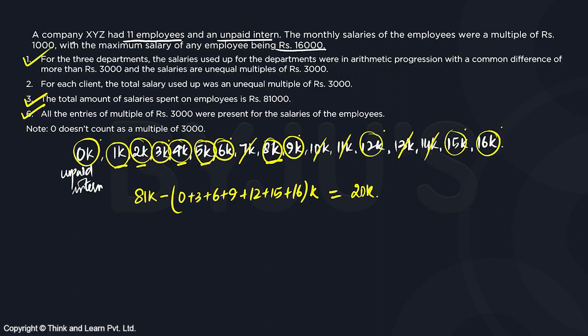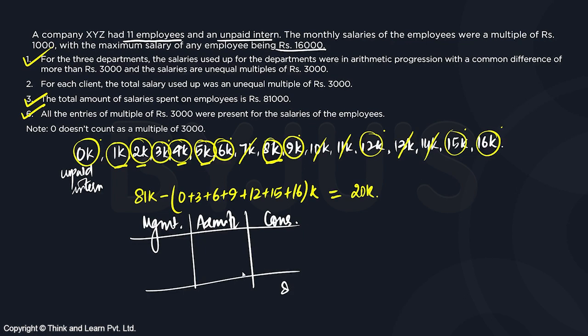Next, for the 3 departments, the departments given to us are management, admin, and consulting. So these are the 3 departments where 81,000 has to be distributed. Not equally distributed, they are in AP, sorry. So if they sum to 81,000, and we want to form an AP, one of the values is going to be 1/3 of 81,000, which is 27,000. And the other 2 values are going to be 27,000 plus or minus some common difference D. Now this D is going to be a multiple of 3,000. So it could be 6,000, it could be 9,000, it could be 12,000. D can be anything as of now. I mean, we have a lot of cases.